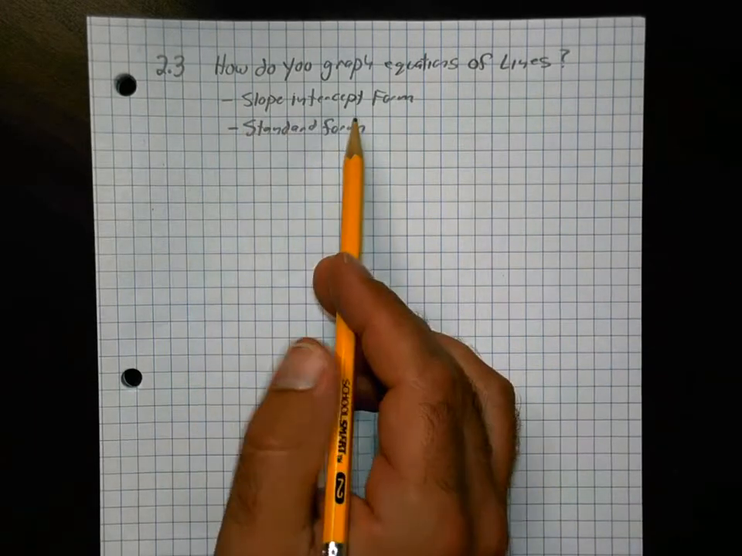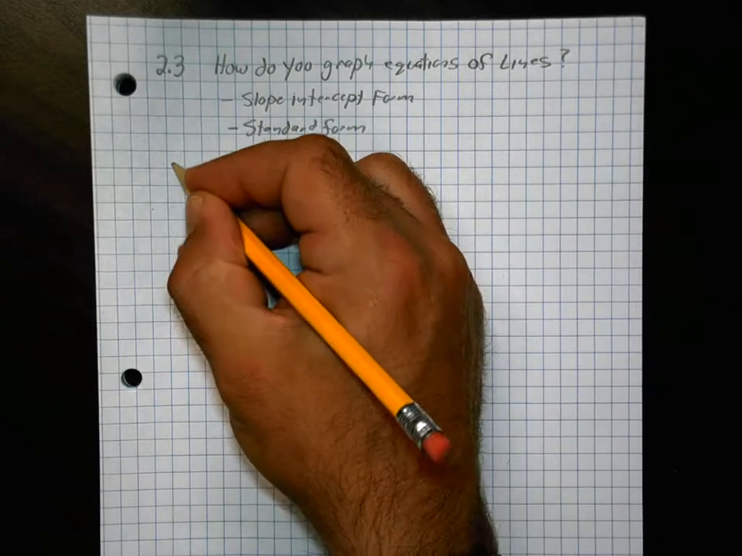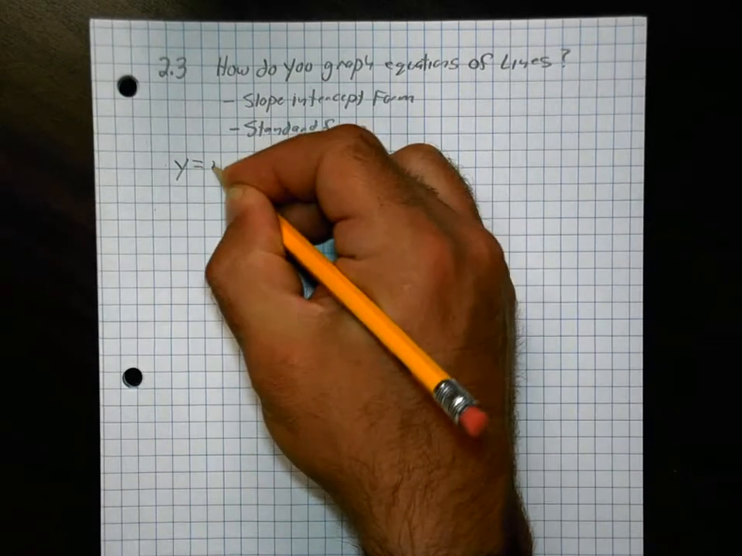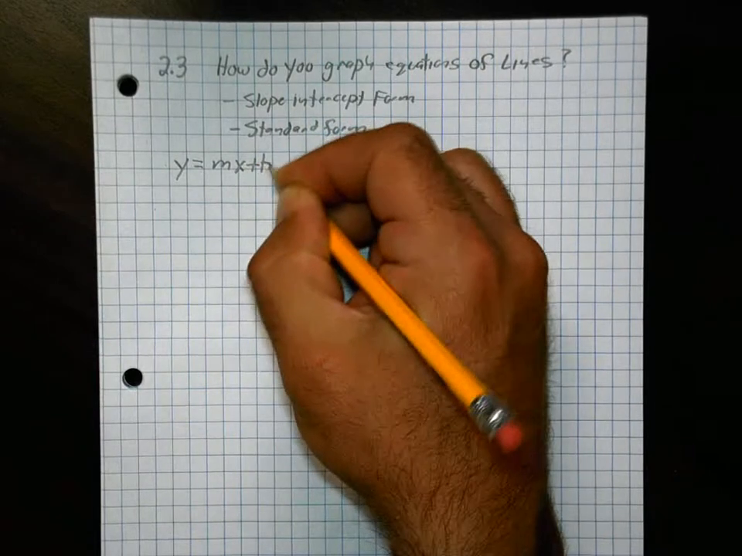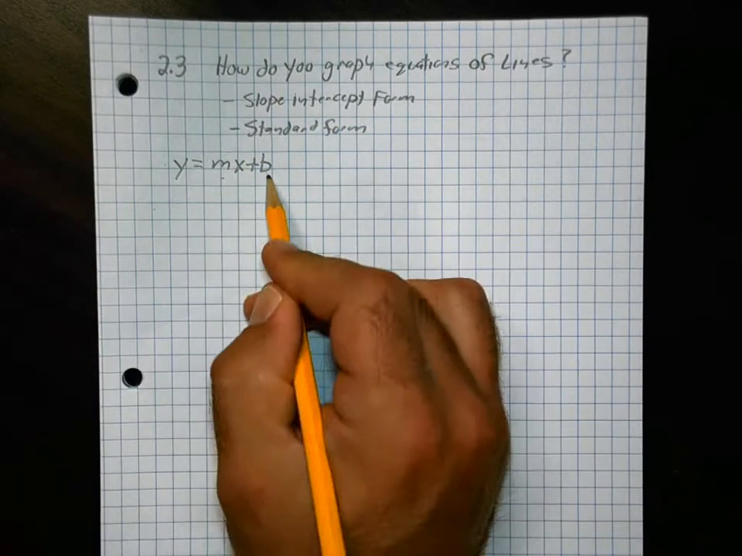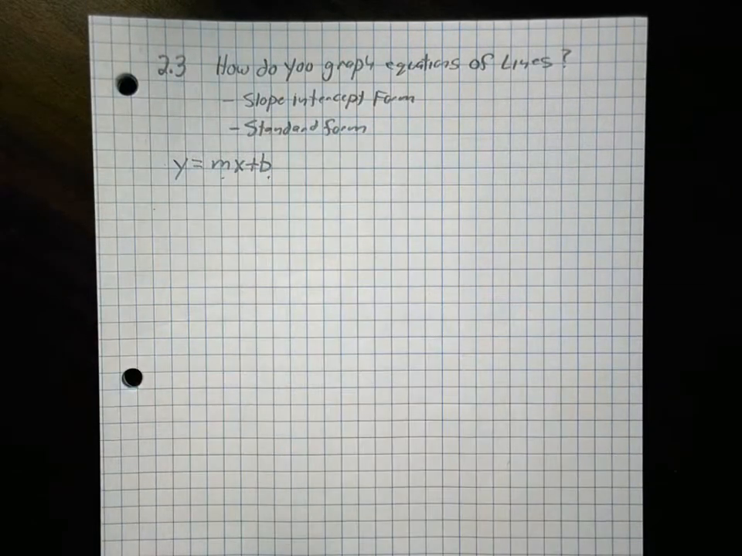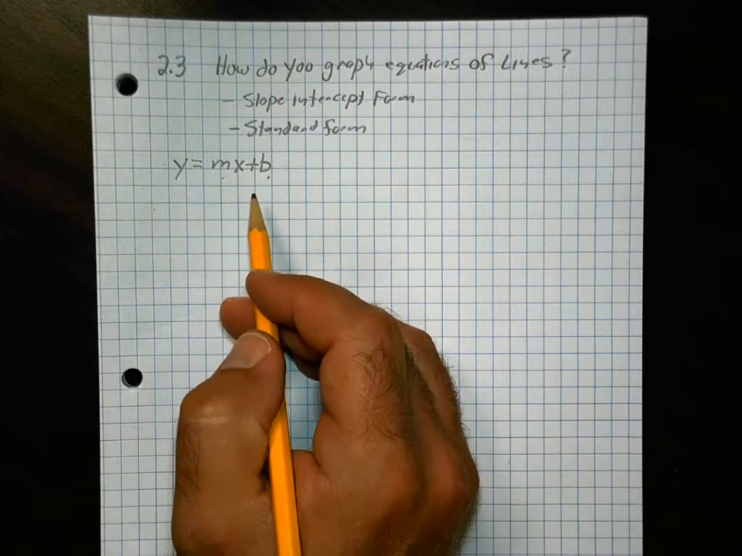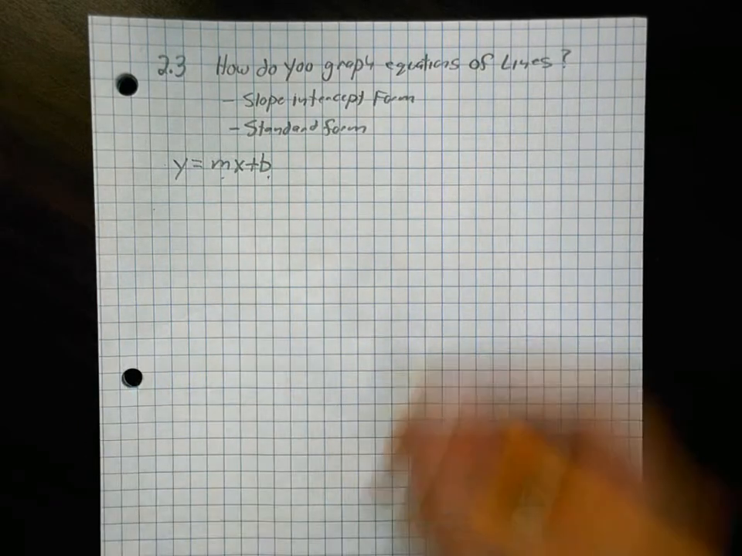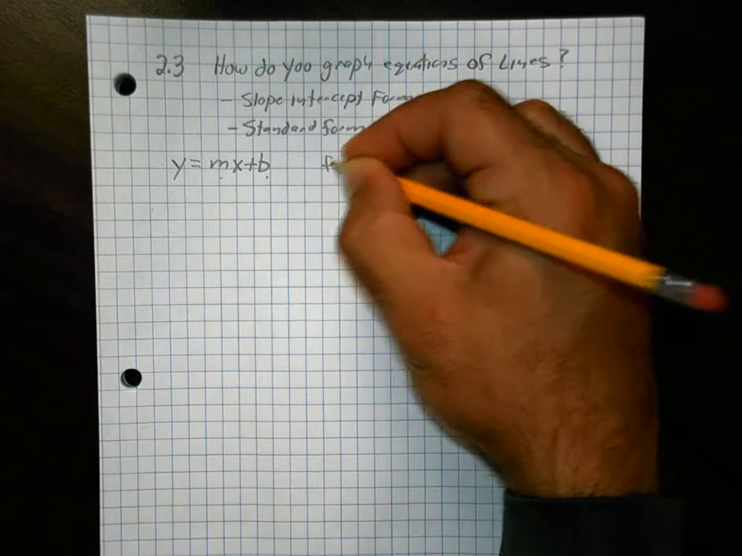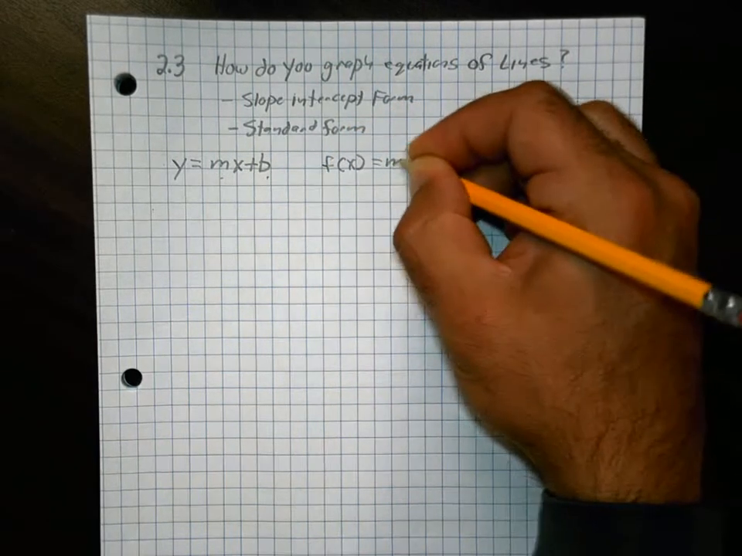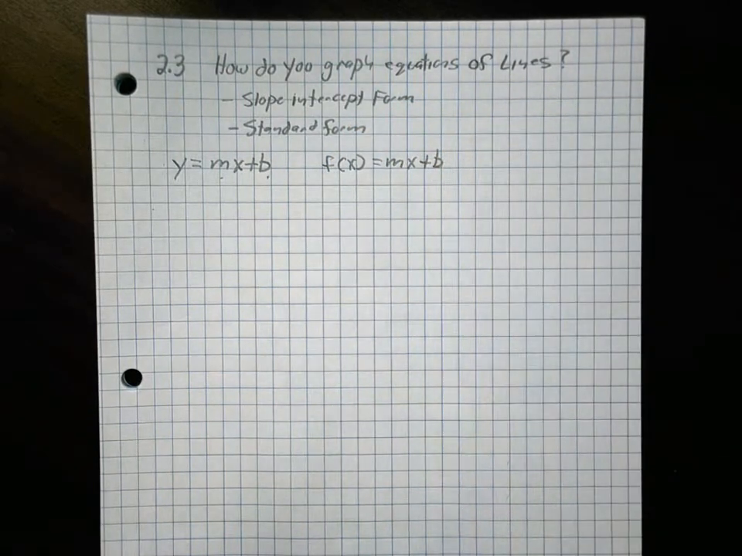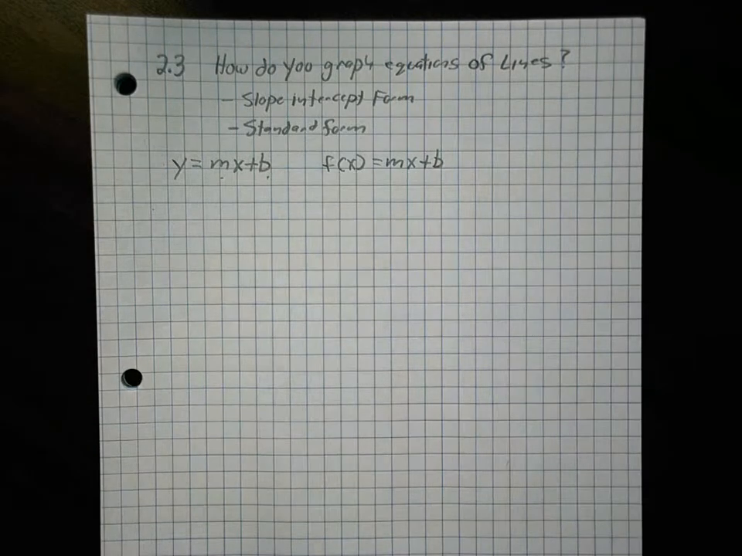So let's start with slope-intercept form. Slope-intercept form is in this form: y equals mx plus b, where m is the slope, b is the y-intercept. We're pretty comfortable with that. It could also be written in function notation, f of x equals mx plus b as well. That's the same thing. Okay.